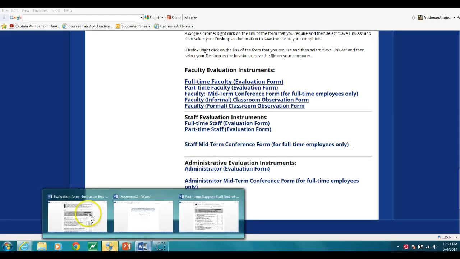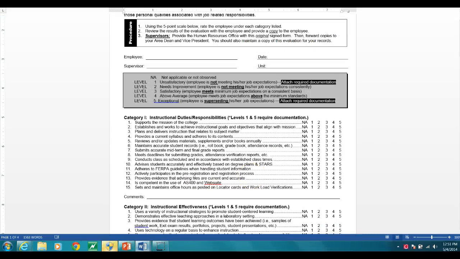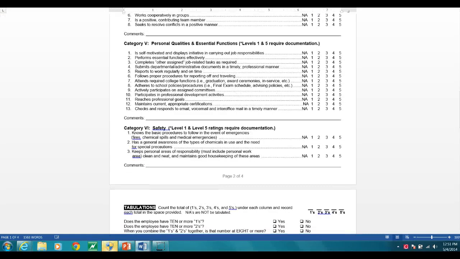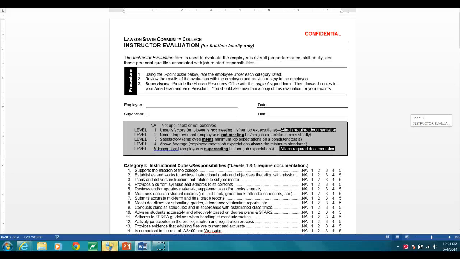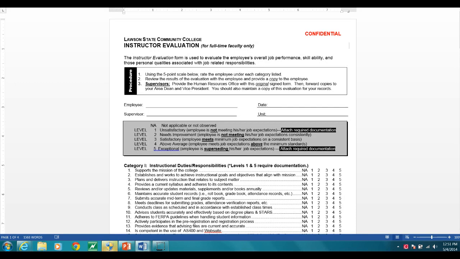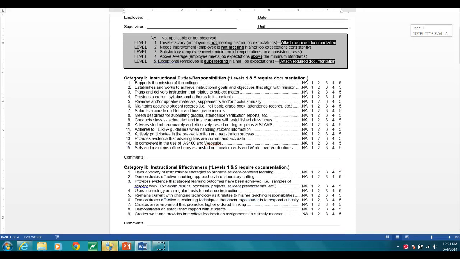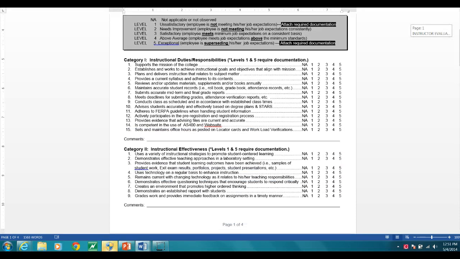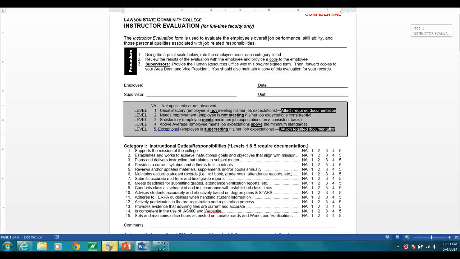So I'm going to do it a little faster here. Let's take a look at one of the instruments. This one happens to be an instructor evaluation. We'll also look at a staff one. But one of the things that you need to understand is that no matter what instrument you're looking at, they're all set up the same. They may have different categories. Some may be longer than others, but they're all essentially set up the same.